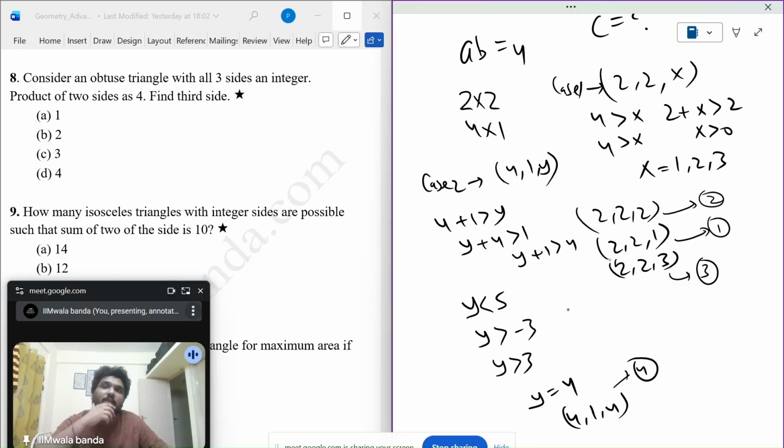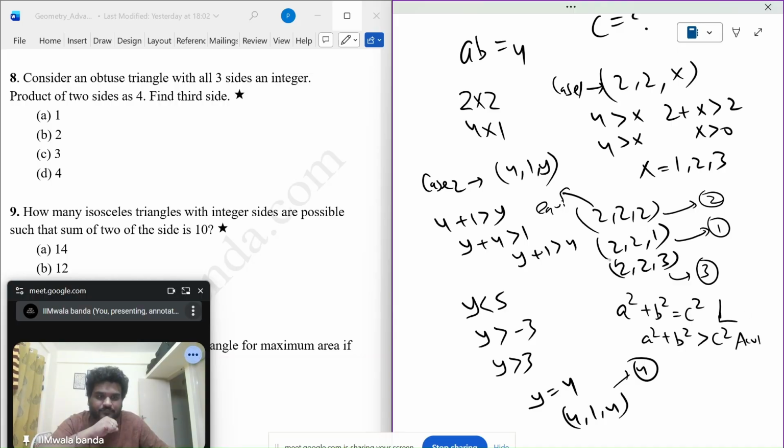But it is also saying it's an obtuse triangle. Wait, in this case, it's an equilateral triangle. Obtuse. What is obtuse basically? If a square plus b square is c square, then it is a right triangle. If a square plus b square is more than c square, then it is an acute triangle. And if it is less than c square, then it is an obtuse triangle. Now it is saying obtuse, so a square plus b square should be less than c square.